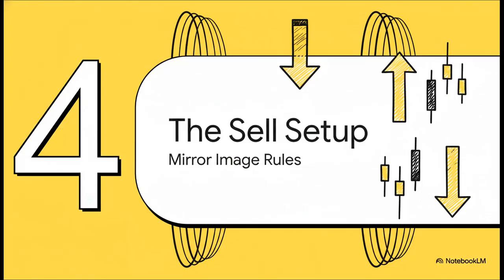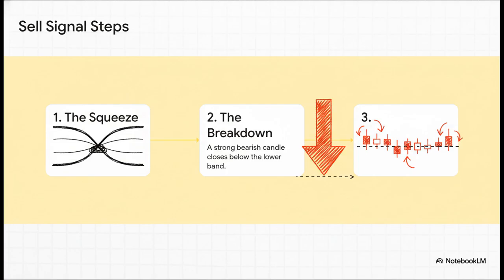Okay. Let's flip it around and look at the sell setup. And what's great is that it's the exact mirror image of the buy. It just reinforces how simple and powerful this logic really is. The logic is completely identical, just in reverse. First, you need that squeeze, that period of low volatility. Then, you're looking for a strong, bearish candle to close below the lower band, showing you that sellers are now in control. And finally, you need that confirmation that the weakness is real. The price just can't get back above that middle band.